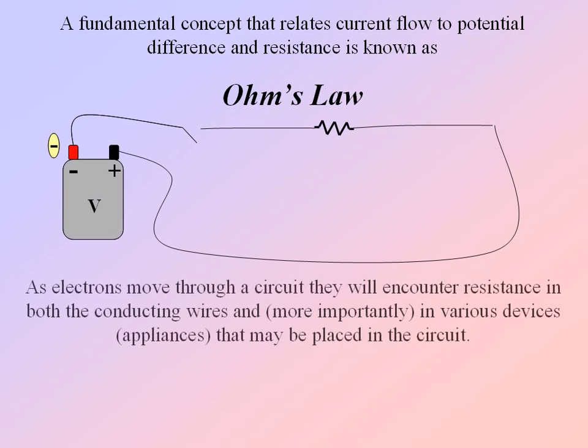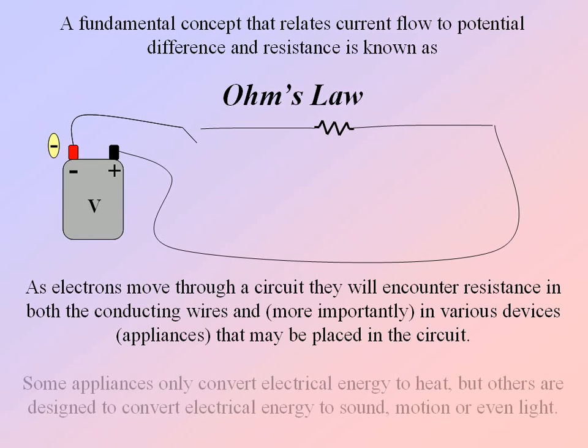As electrons move through a circuit, they encounter resistance in both the conducting wires, where the resistance is negligible, and more importantly in various devices or appliances that may be placed in the circuit. These are often referred to as resistors. Some appliances or resistors only convert electrical energy to heat, but others are designed to convert electrical energy to sound, motion, or even light.